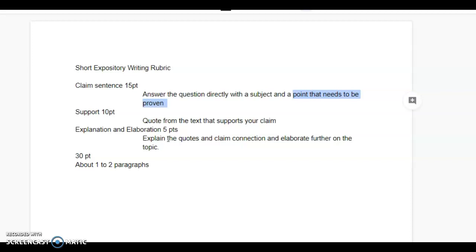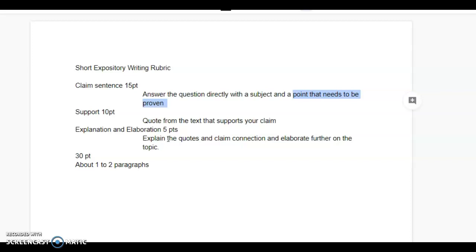And the last thing is to elaborate. This is a little bit more open, where you're making a point for yourself about what you're picking up, how things connect with other ideas that are in history, or other similar topics that you may come across when you finish your short expository paragraph.